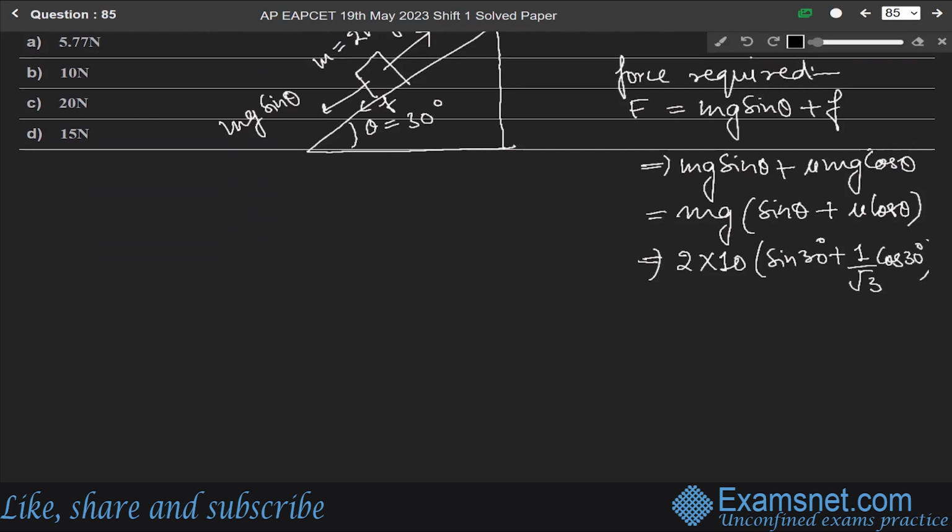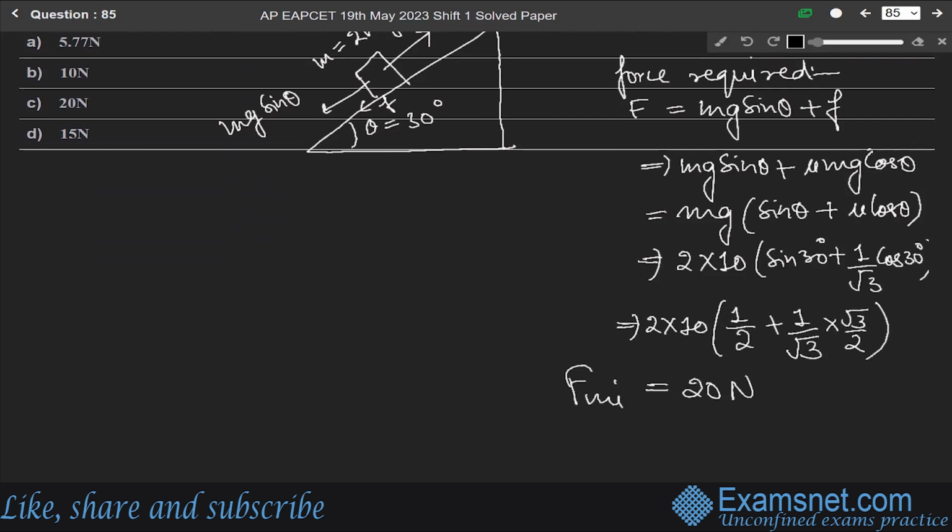Okay. So solving it, we get 2 into 10 sine 30, which means 1 by 2, plus 1 by root 3 into cos 30, which means root 3 by 2. So solving it, we get 20 Newton force, which means the minimum force will be 20 Newton. So option C is the correct answer.